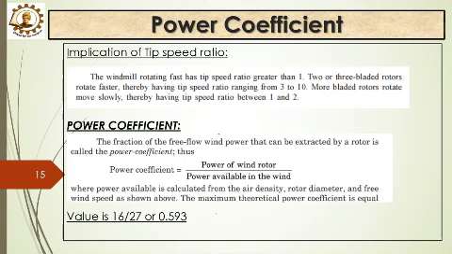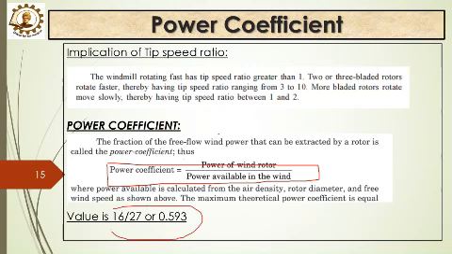More bladed rotors move slowly, thereby having the tip speed ratio between 1 and 2. So tip speed ratio changing means the rotation is also changing. Now coming to the concept of power coefficient. The fraction of free flow wind power that can be extracted by a rotor is known as the power coefficient. Given by this formula, power coefficient is the power of the wind rotor divided by the power available in the wind. As already discussed, according to Betz's criteria, this value is 0.593, or 59.3%. So this is the power coefficient.